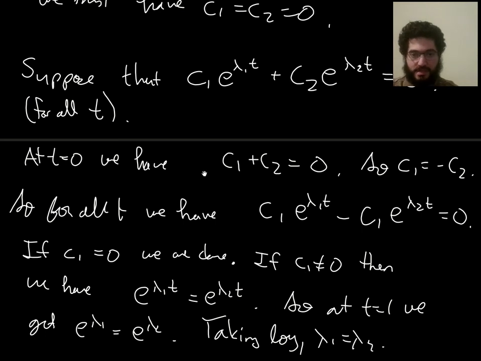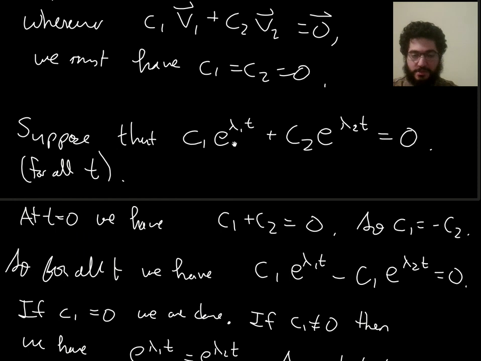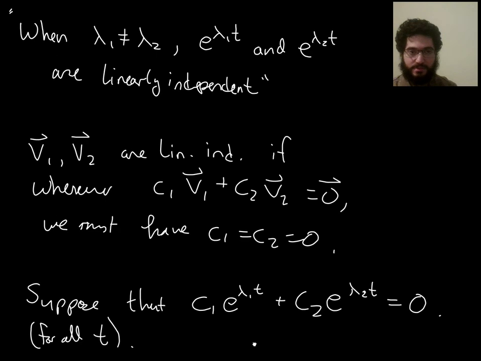So that is the proof that these two functions, e^(lambda 1 t) and e^(lambda 2 t), are linearly independent. The practical use of this is that when your lambda 1 and lambda 2 are different, you will know that you have a way of writing the general solution, c1 this plus c2 that, that really is general. So you will be able to use it to make predictions regardless of what the initial conditions are.